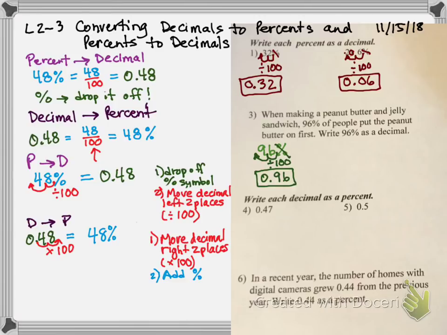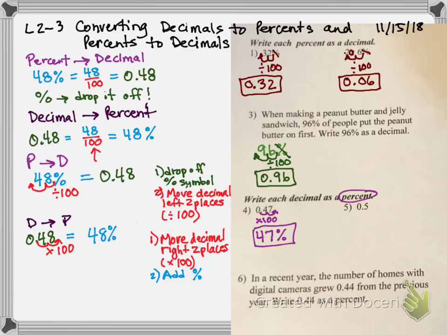All right, now let's go the other direction. So I'm going to move the decimal point right 2 places because I'm going to multiply by 100. That gives me 47, but then I've got to remember to add a percent symbol because that's what my answer wants to be, is in percent. So I get 47%. So 47 hundredths is the same as 47%.